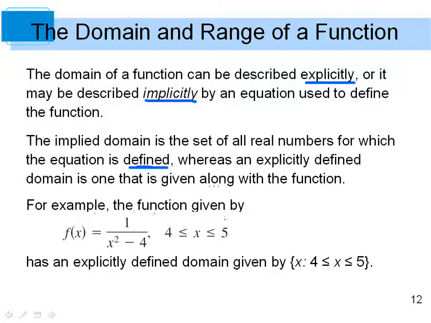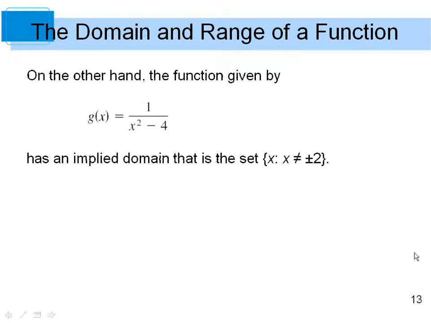So for example, here's an example. The function given by f of x equals 1 over x squared minus 4 on this domain, where x is greater than or equal to 4 and less than or equal to 5, has an explicitly defined domain because they tell us what x values we're talking about.